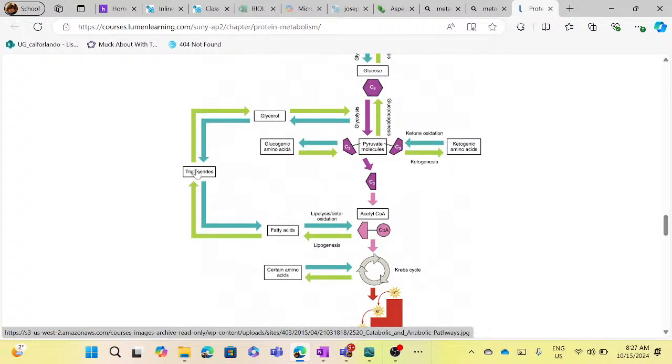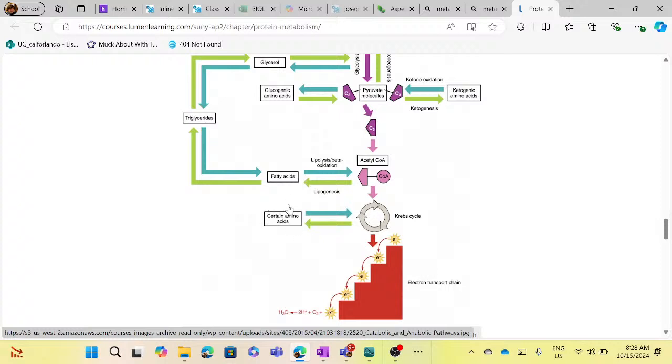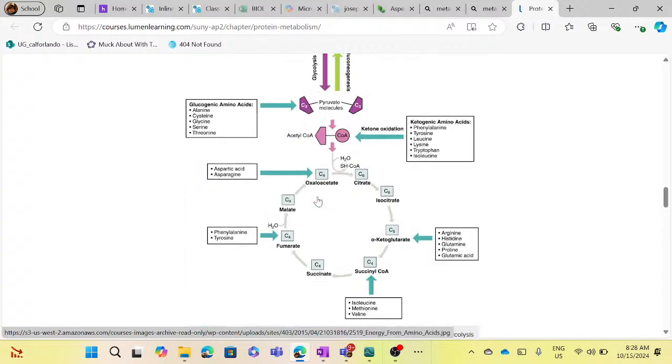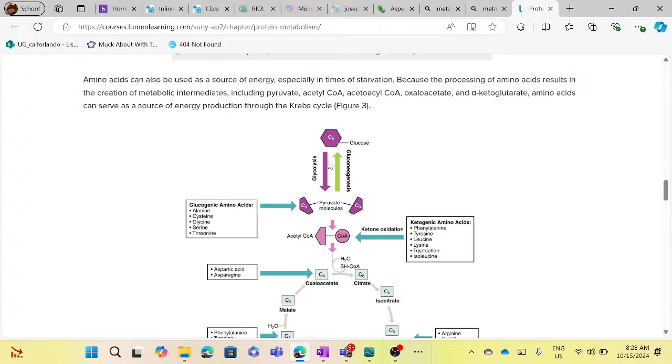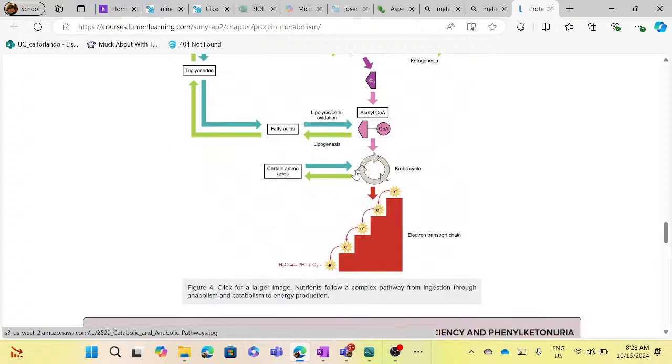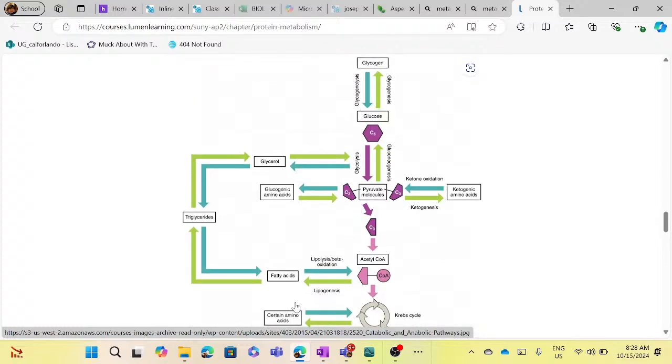Like if you look here, triglycerides and fatty acids aren't going to undergo glycolysis, but they can get processed into acetyl coenzyme A. And of course, where can acetyl CoA then go? Into the matrix of the mitochondria and enter the Krebs cycle. Does that make sense? Amino acids, though, not all of them, but some amino acids interact at the Krebs cycle level. They sort of come in partway through the Krebs cycle.